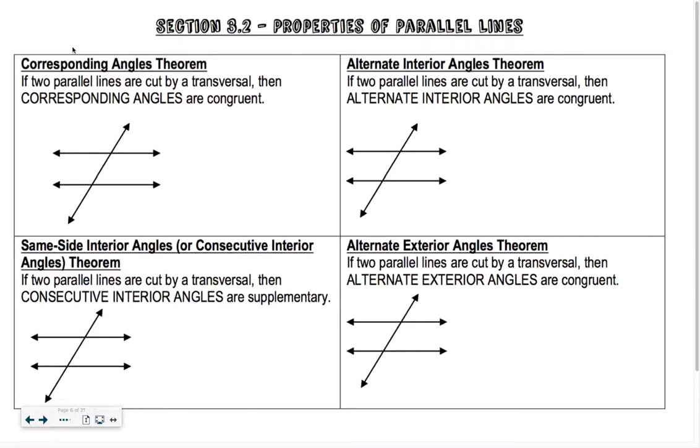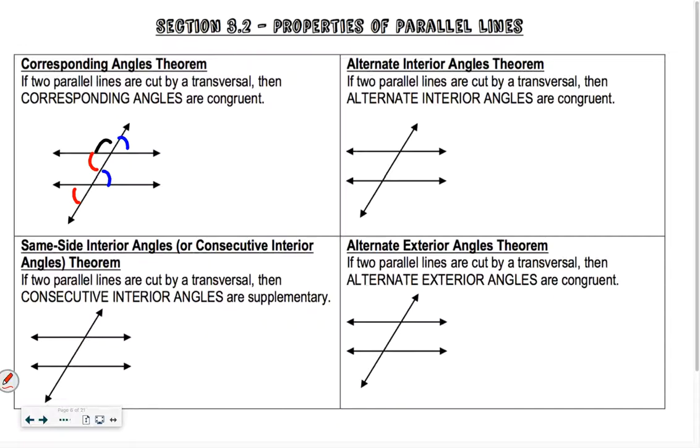It says the corresponding angles theorem says if two parallel lines are cut by a transversal, then corresponding angles are congruent. So it means like those two angles right there are the same. Could we have other ones? Yeah, we could have like these two are the same, right? These two are the same.